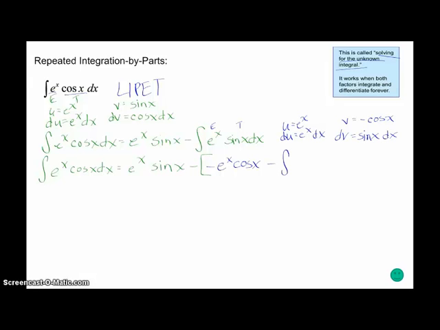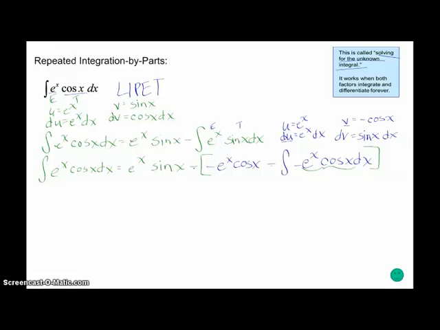Minus the integral. Look at all these negatives. This negative is going to come over here and affect that negative. So it's v du. So I have another negative e to the x cosine of x dx. And look here again, I have another integration by parts.